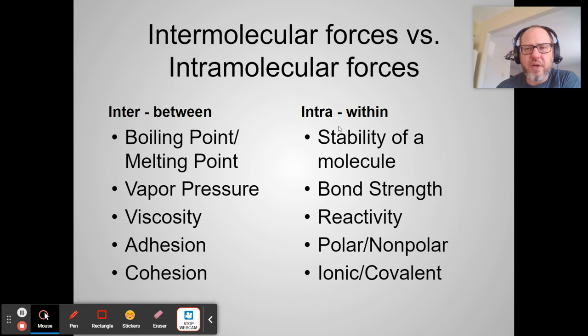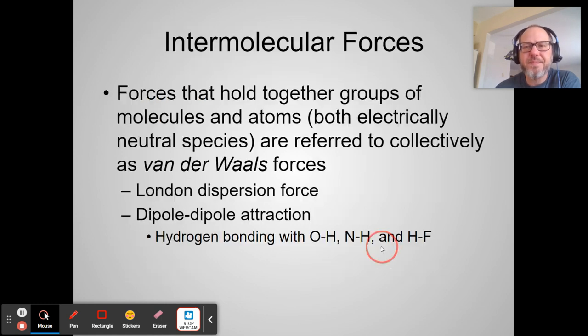Intramolecular forces we've kind of talked about, right? Because we've talked about the stability of molecules, the bond strength of molecules, how they react together, which is all related to the bonds, right? The bonds can be polar or nonpolar within a molecule, or they can be ionic or covalent, right? Within a molecule or within a substance.